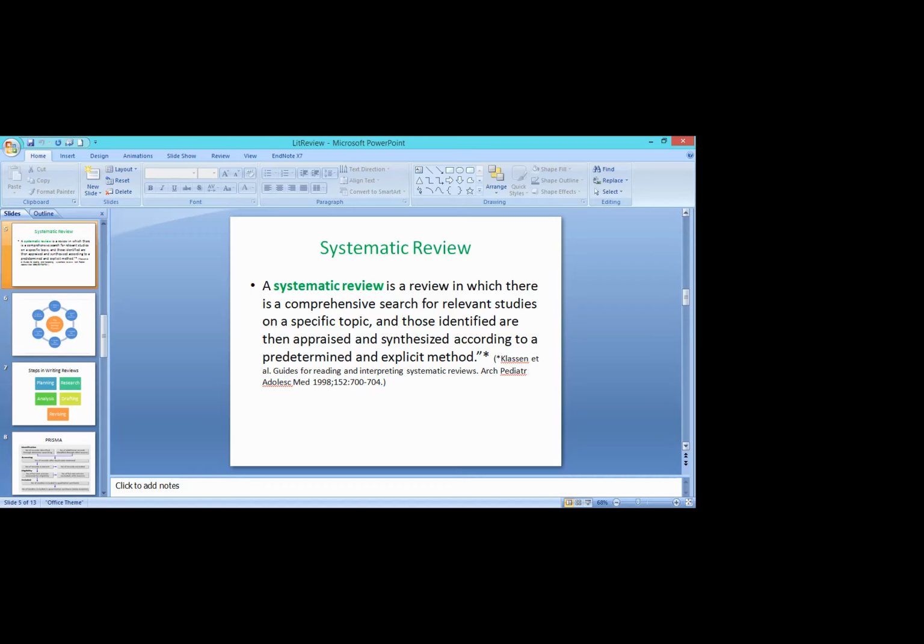A systematic review is a review in which there is a comprehensive search for relevant studies on a specific topic, and those identified are then appraised and synthesized according to a predetermined and explicit method. So there are very important terms that have been given in this definition. It also gives us the steps in writing a systematic review. It also helps us find out how the search strategies should be directed towards relevant studies on a specific topic. It also tells us how the critical appraisal is done and how the methods should be synthesized.